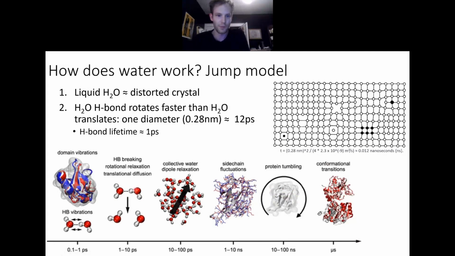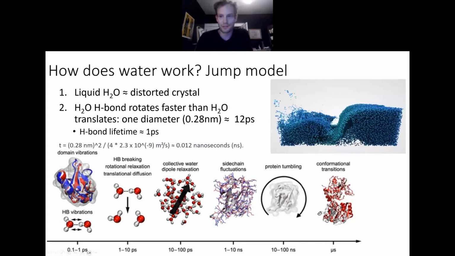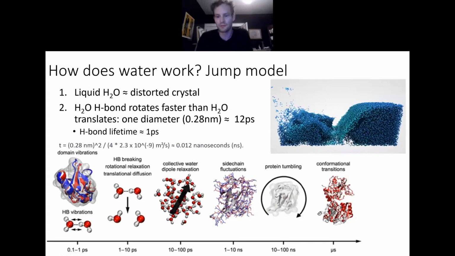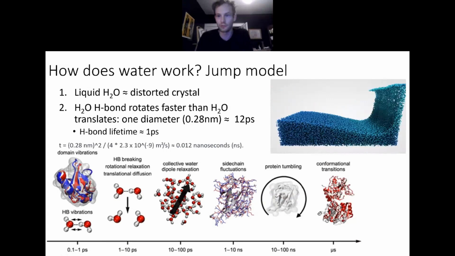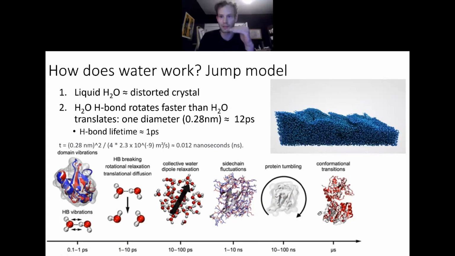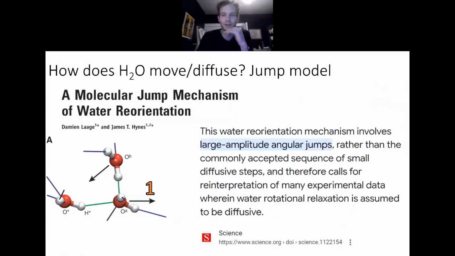And hydrogen bond breaking and creation takes around 1 picosecond. So these two times together, for water to move from one node in the crystal to the next, is about 12 picoseconds, and the hydrogen bond lifetime is around 1 picosecond. So this tells us that it's changing its hydrogen bonds maybe 12 times for every jump to the next area. And this makes it quite a bit different from the ideal fluid, in that it's changing and rotating its bonds much faster than it's moving. And that is really peculiar.